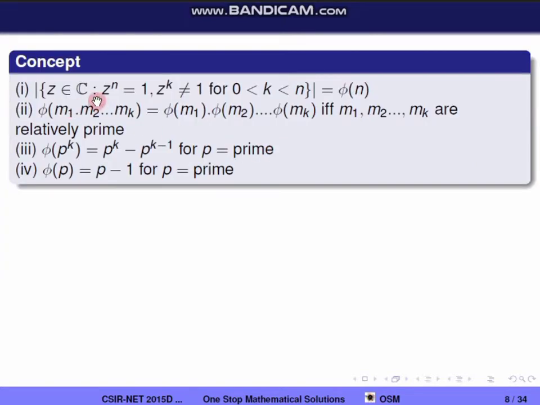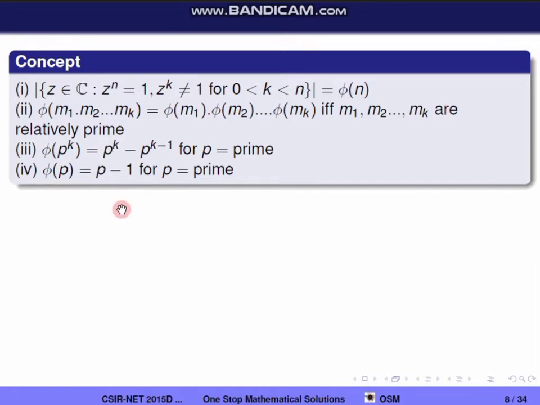The cardinality of the set of all z in C such that z to the power n is equal to 1 and z to the power k is not equal to 1 for 0 less than k less than n is equal to phi of n, where phi is the Euler totient function. Phi of m1 m2 up to mk is equal to phi of m1 into phi of m2 up to phi of mk if and only if m1, m2, up to mk are relatively prime. Phi of p power k is equal to p power k minus p power k minus 1 if p is prime. Also phi of p is equal to p minus 1 for p prime.